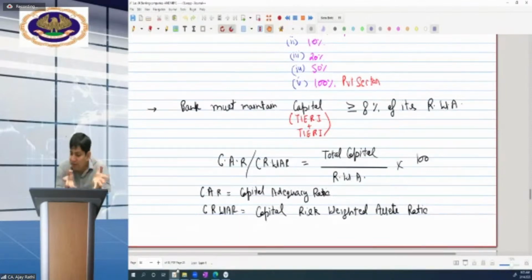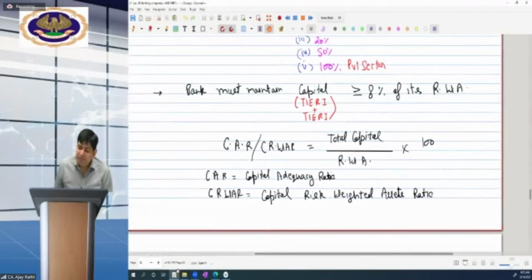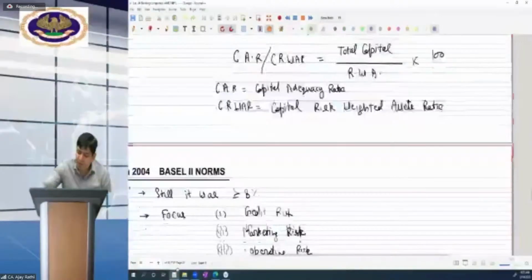And the point I am explaining, all these things will come in the question, and in this way you have to calculate the percentage and check whether they are following the Basel norms or not. Now, another name for the CAR, capital adequacy ratio, is the capital to risk weighted assets ratio.